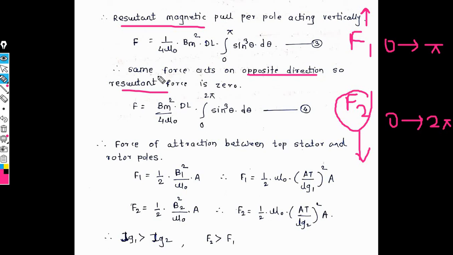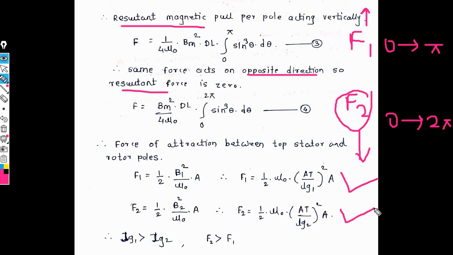Then also this is the basic formula of the force of attraction between stator and rotor. That means F1 is equal to 1 upon 2 into V1 square upon mu 0, then F2 is equal to 1 upon 2 V2 square upon mu 0 into A. Now this is the formula for F1 and this is the formula for F2 in an AC machine.